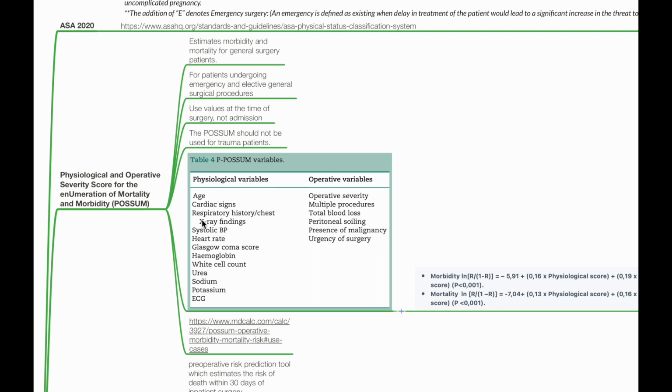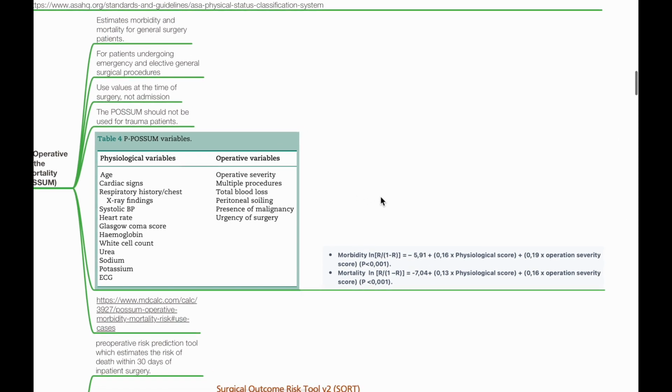Physiological variables include age, cardiac signs, respiratory history or chest X-ray findings, systolic BP, heart rate, GCS, Hb, total white count, urea, sodium, potassium, and ECG. Operative variables include operative severity, multiple procedures, total blood loss, peritoneal soiling, presence of malignancy and urgency of surgery. Formula for morbidity and mortality calculation is included here.